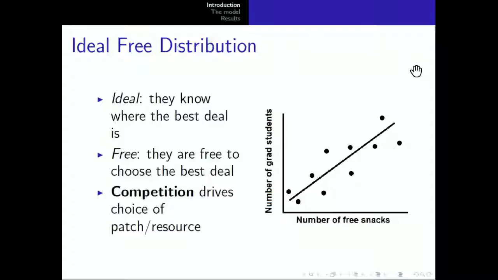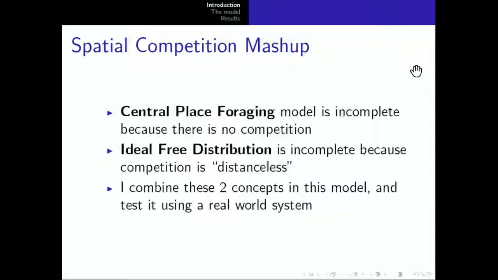Okay. Now what I'm doing is creating sort of a marriage of these two models, because both of them have some kind of central flaw. In central place foraging, the model's incomplete because there's no competition. Most of the classical models are based on a single forager going out from a central place. But that doesn't capture how two central places might compete with each other. If there was a bird nest here and a bird nest here, then somewhere in the middle they're going to run into each other, and there's going to be a showdown.